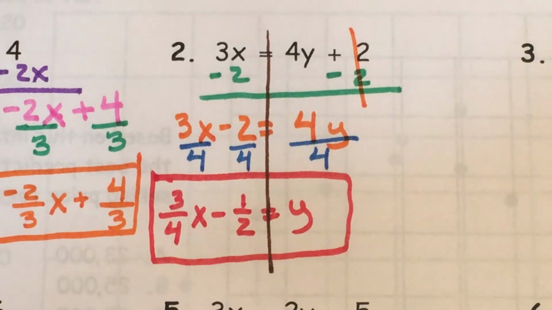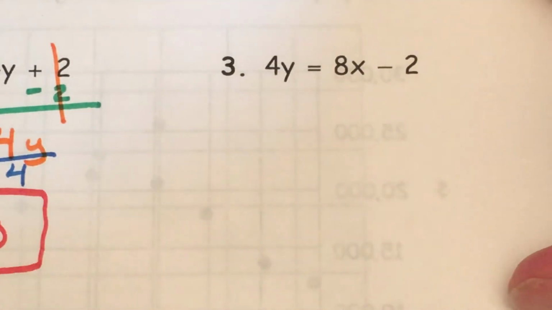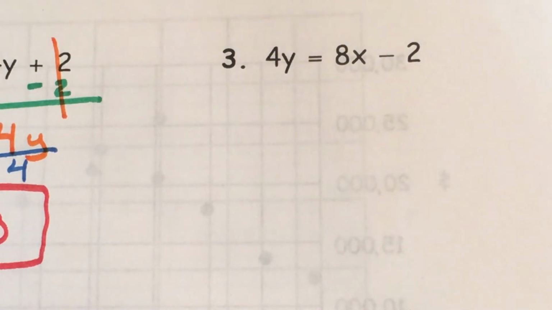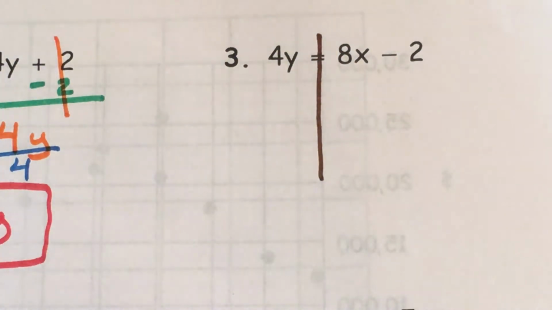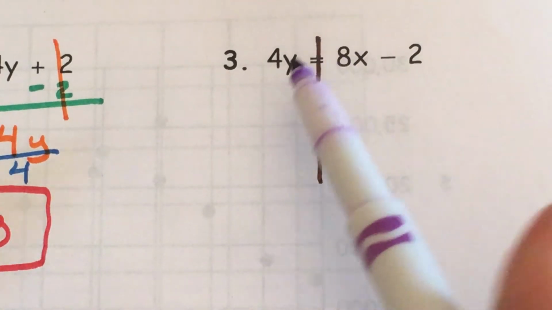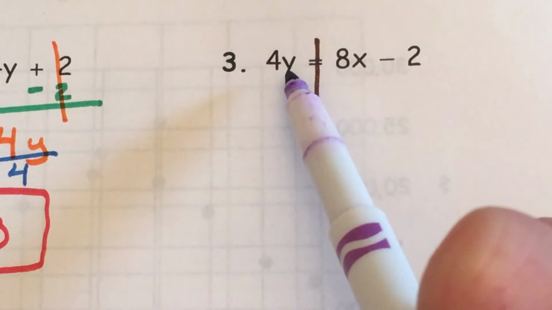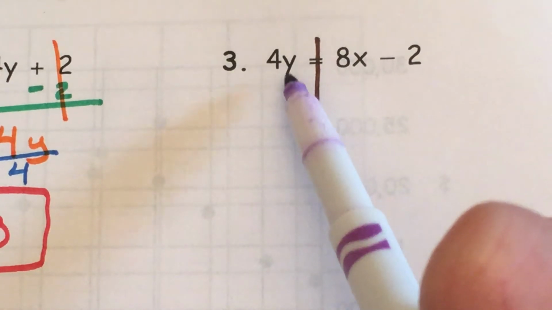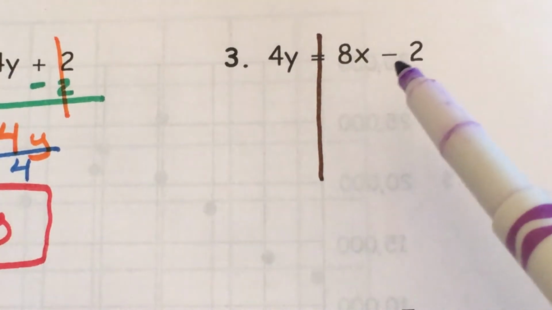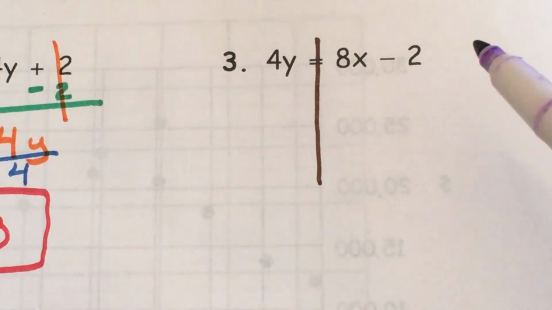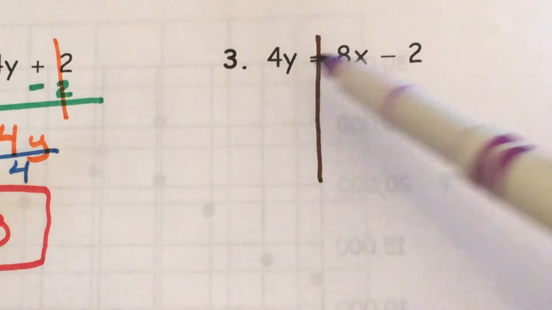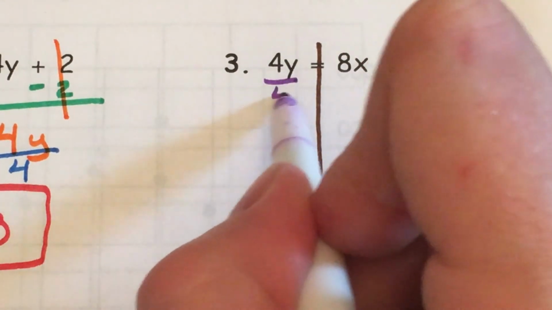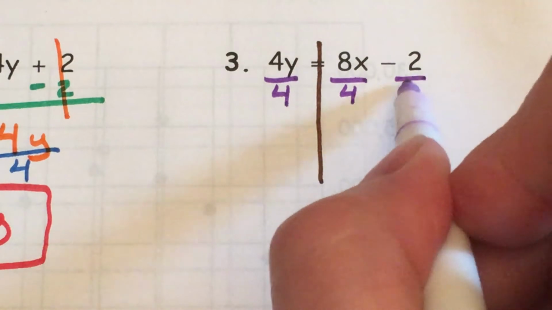Let's do number 3 together really fast. There's my equal sign. Draw the river. What's my goal? Get y alone. So what do I have to get rid of? Anything adding or subtracting? Nope. So just the 4. How do I get rid of the 4? Just divide. Divide every term by the 4.